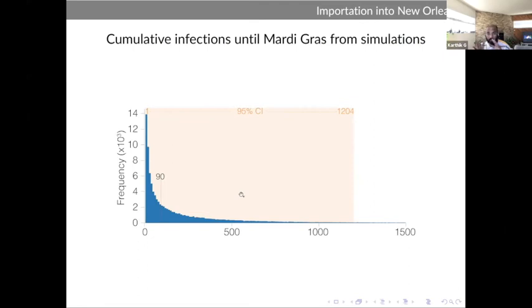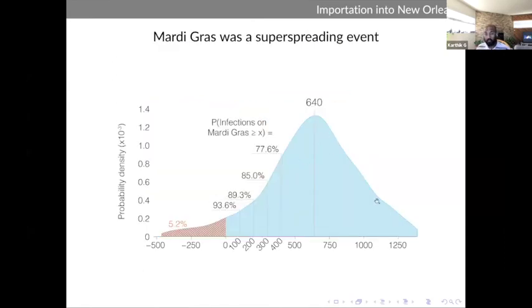Since both these models are unaware of any event like Mardi Gras happening, we account for the difference between the estimates of these two, the cumulative infections from the daily infections and the simulated data, to quantify the number of cases that happened at Mardi Gras. And we see that there's a 94% probability that at least 100 different infections occurred on Mardi Gras itself, showing that Mardi Gras was most definitely a super spreading event and played a critical role in accelerating the first wave of infections in New Orleans.